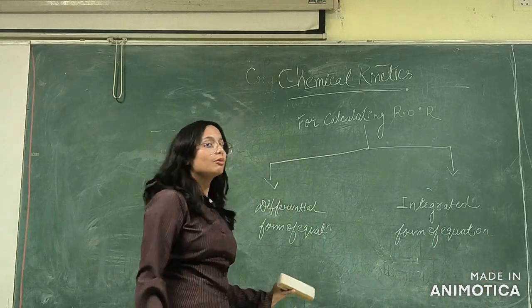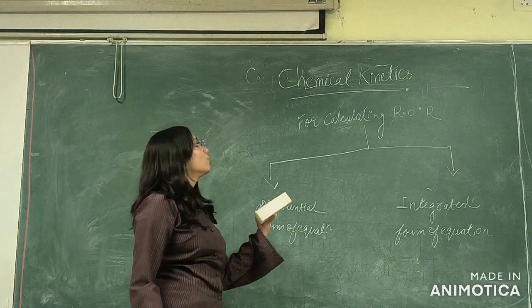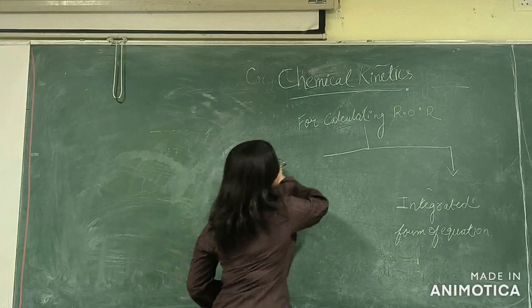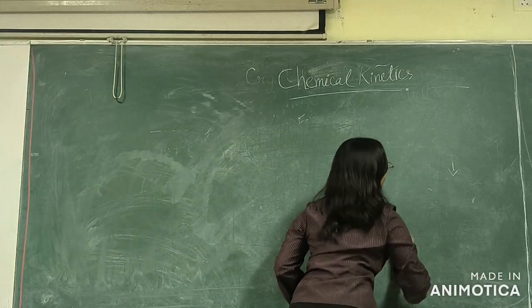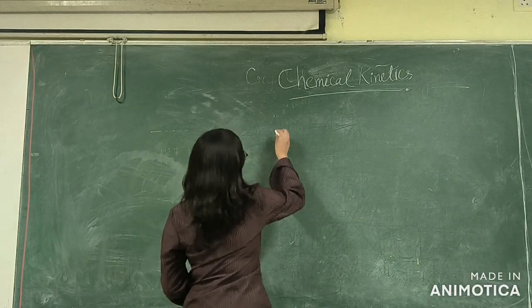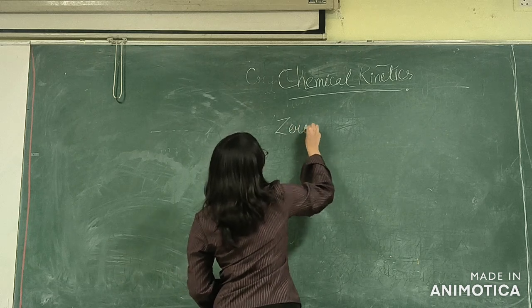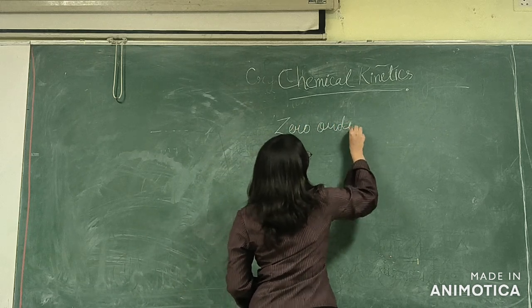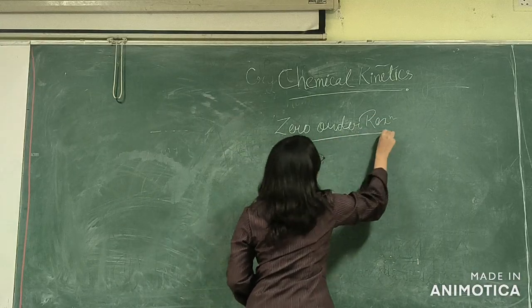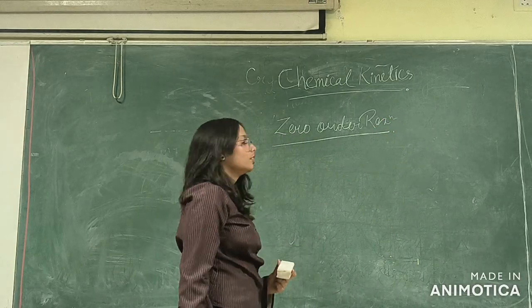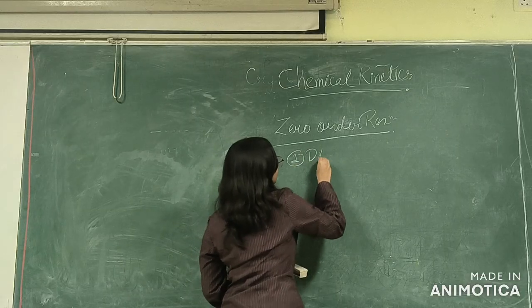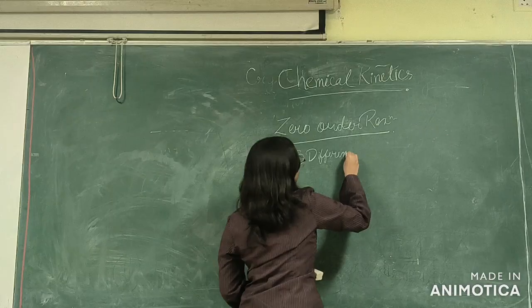So these two types of expression we will use for calculating the rate of reaction and get a magnitude value. So let us move to different orders of reaction. First we will look into the zero order reaction. Now first we will calculate the differential rate, or the differential equation.